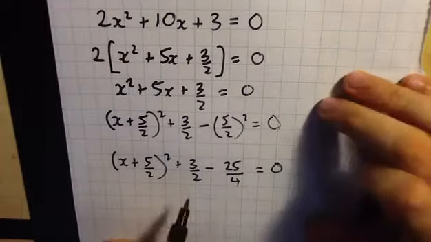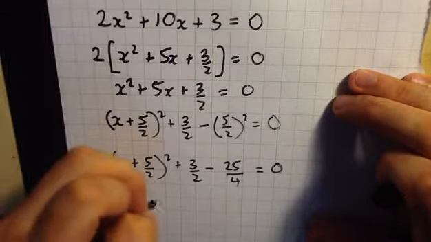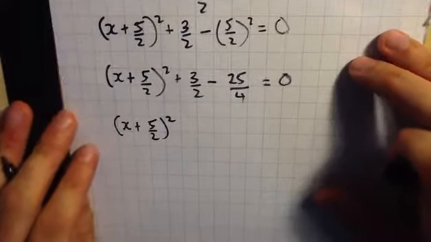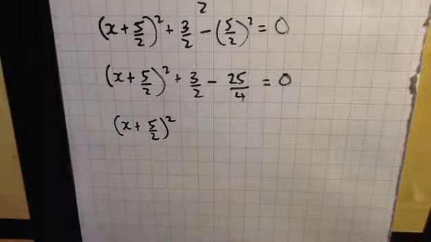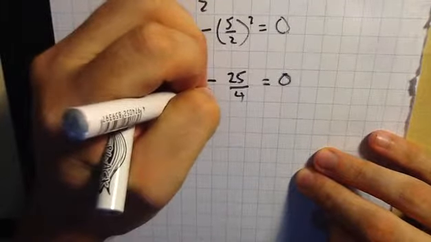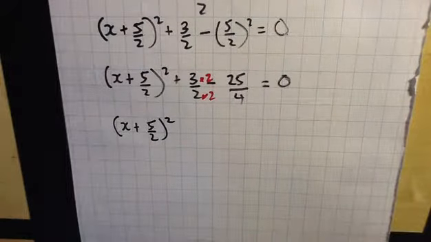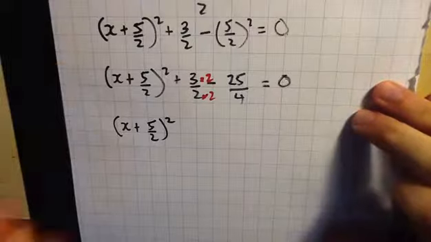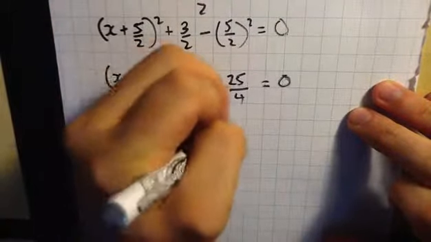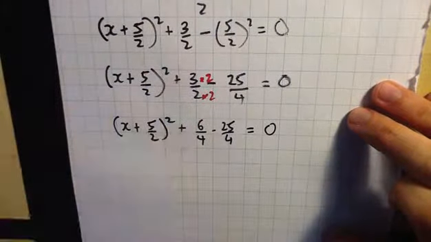Alright. So, here I've got x plus 5 on 2 all squared. Now how do I do 3 over 2 take 25 on 4? Well, you need to make the denominators the same, so I'll times this denominator by 2. Whatever I do to the bottom, I do to the top. So that is actually going to be 6 on 4 take 25 on 4. You just make the denominators the same and then you can subtract them.